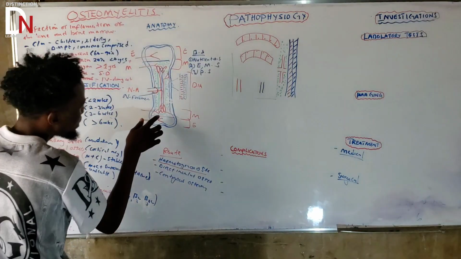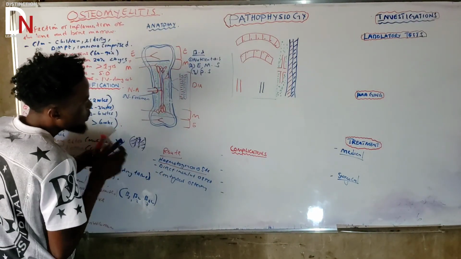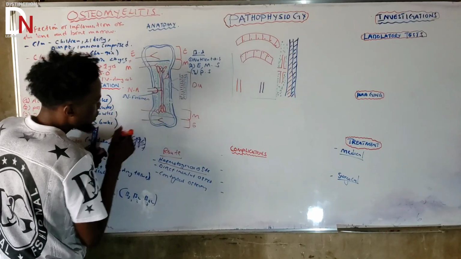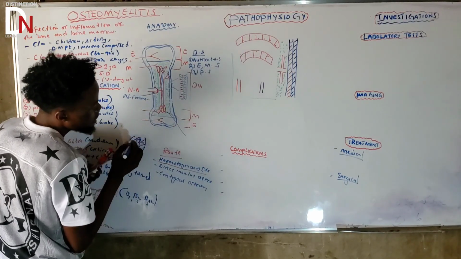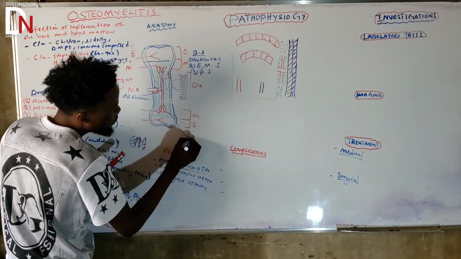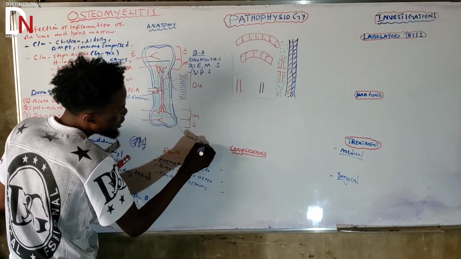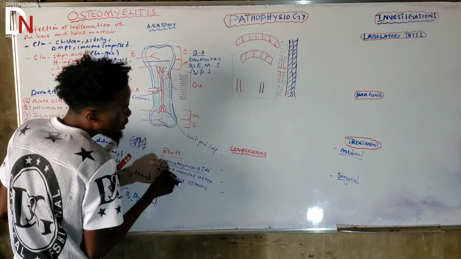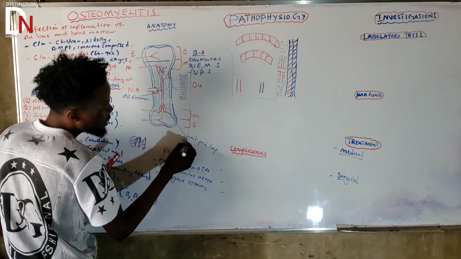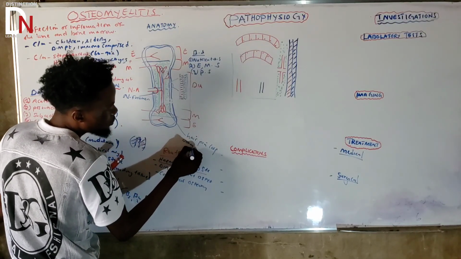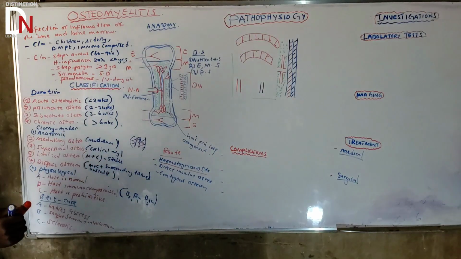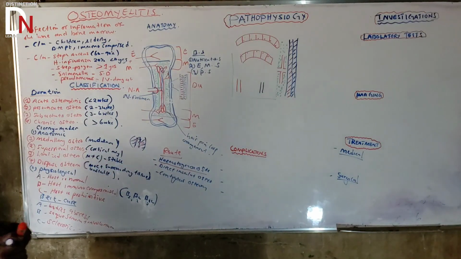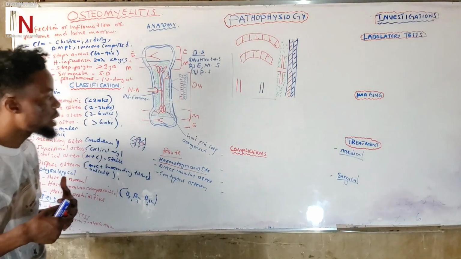So what do we call this? Let me use blue. We call it the hairpin loop, a type of arrangement. Hairpin loop, type of arrangement. Very, very important part.